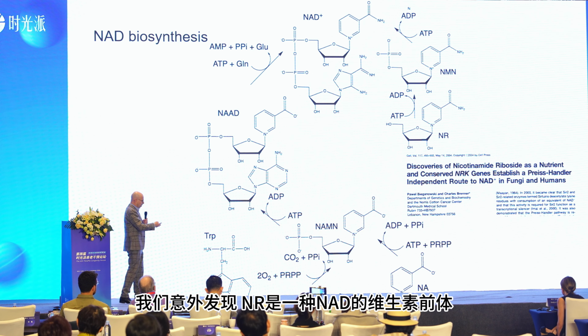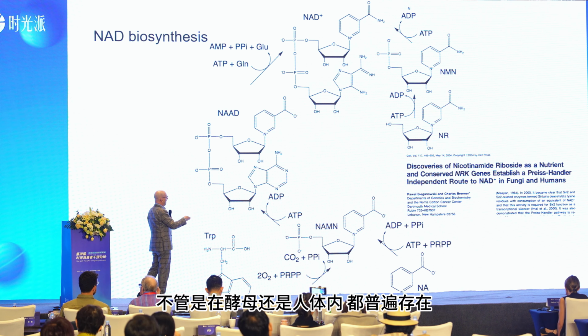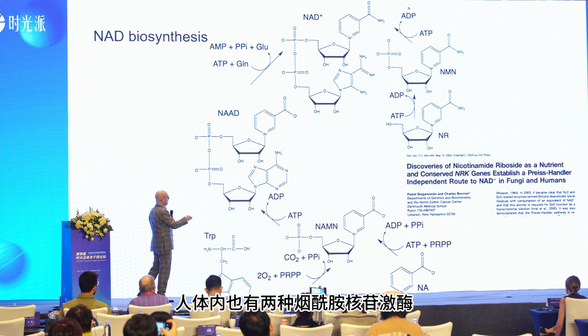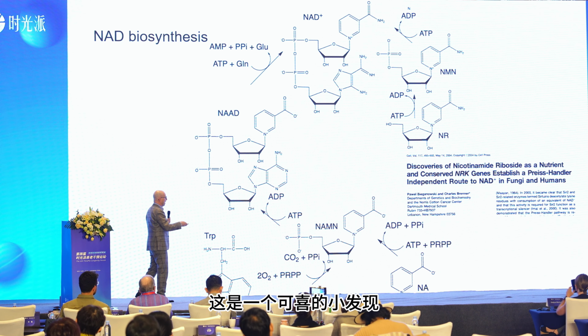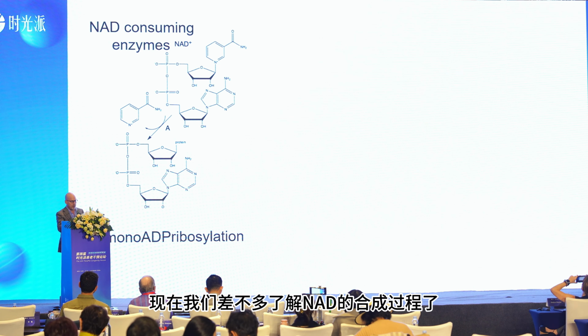So we discovered that NR is a previously unanticipated vitamin precursor of NAD in everything from yeast all the way to humans, nicotinamide riboside kinase in yeast, and then nicotinamide riboside kinase 1 and 2 in humans. So that was a nice little thing. So now we know how NAD is made pretty much.